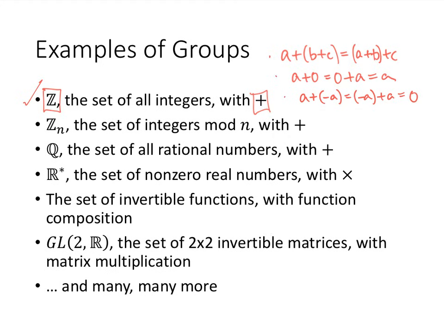Now, notice here that this is not meant to be an exhaustive list. Certainly there are more things on this list. The set of non-zero rational numbers with multiplication is also a group. The set of real numbers with addition is also a group. So there's lots and lots and lots of examples.